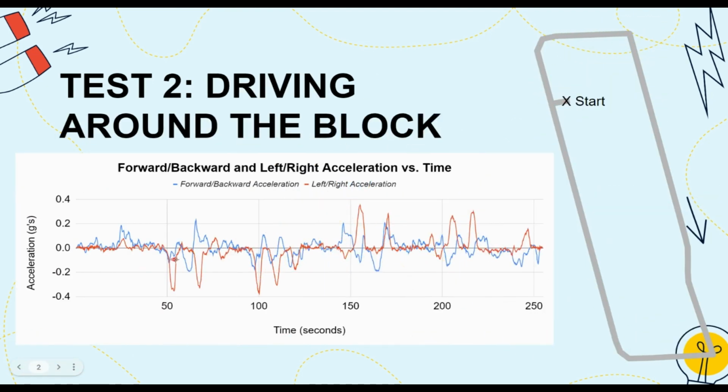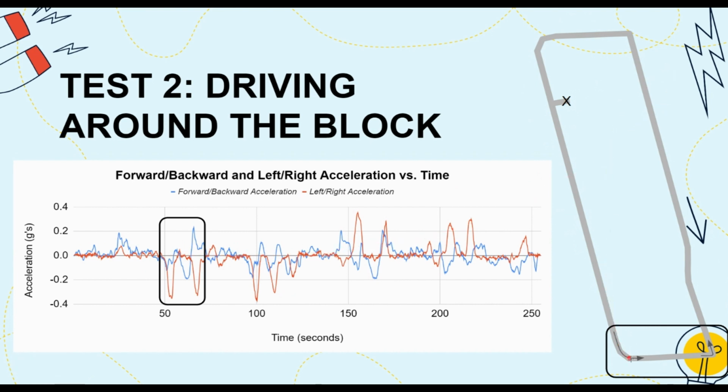Now, as for our second test, we put the accelerometer on the dashboard of a car and started driving around the block that you can see over here, and we collected the data from this. So you can see on the graph right here, in the legend, we've got the blue is forward and backward acceleration, and the red is left and right on this graph. So how we started is we started in the driveway here, and we made a left out of the driveway and started driving down the street this way. You can see a little bit of that here.